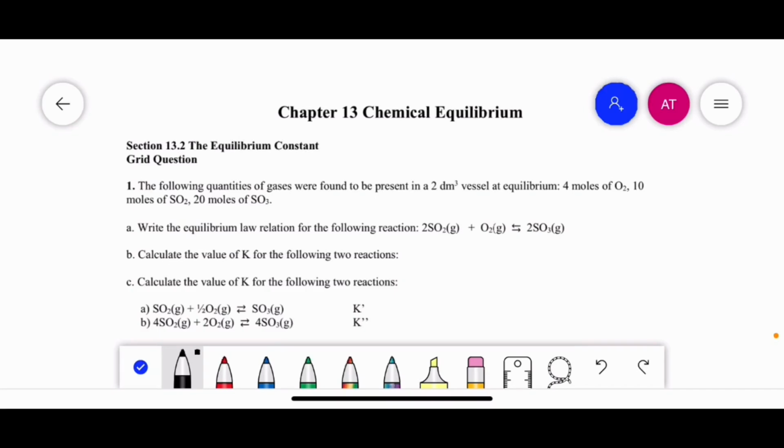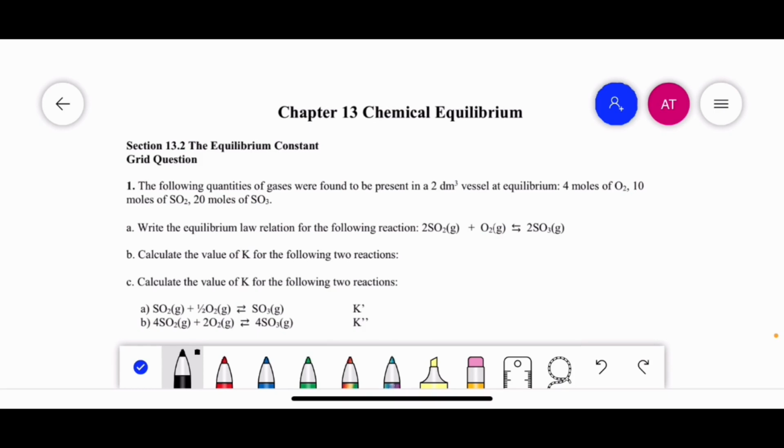Hello guys, so today we're going to be revising for the chemistry periodic that's coming up. So grid question number 1 from chapter 13 says, the following quantities of gas were found to be present in a 2 decimeter cubed vessel at equilibrium. So we have 4 moles of O2, 10 moles of SO2, and 20 moles of SO3.